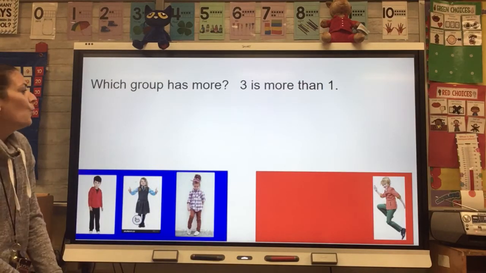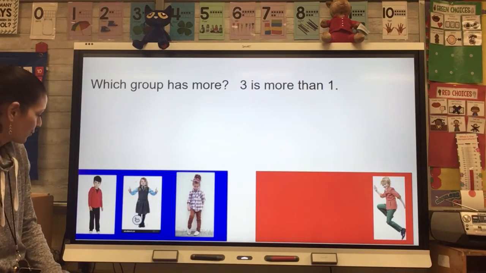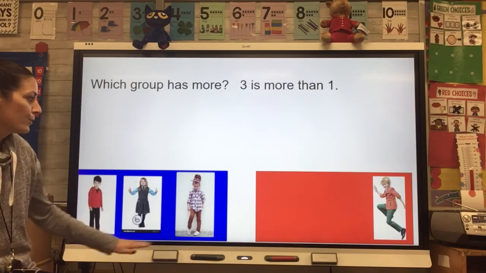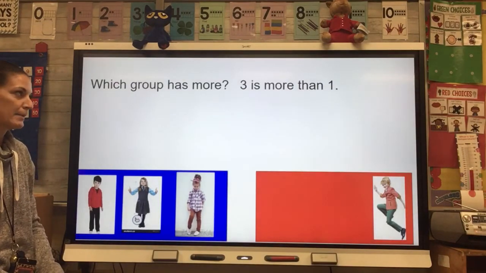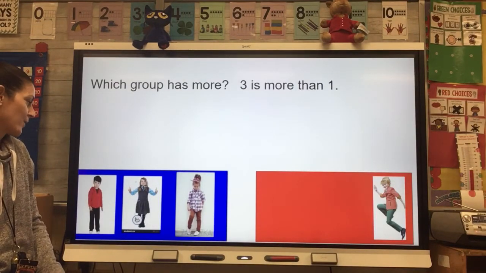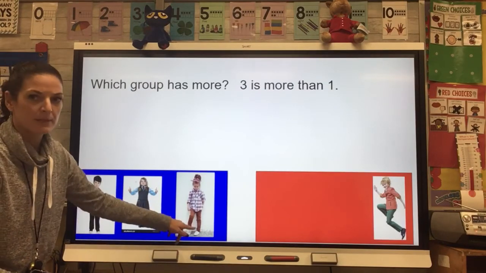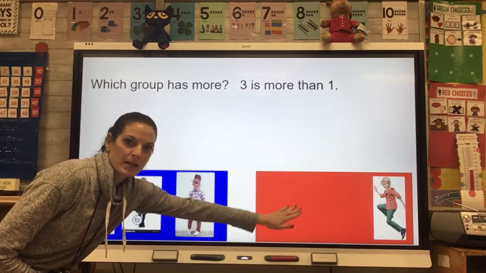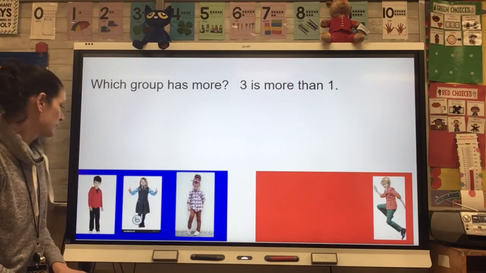And it says, which group has more? Which group has more children? The blue group or the red group? More has many. I hope you were thinking the blue group. The blue group is almost all filled up, isn't it? There's a lot of extra space over here at the red group. So there are more children on the blue group side.